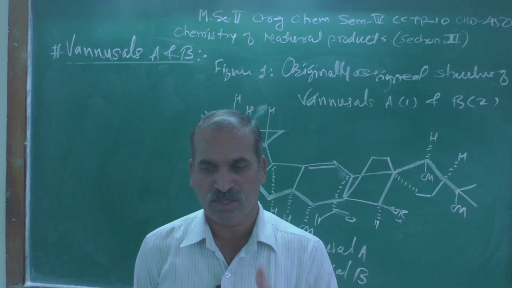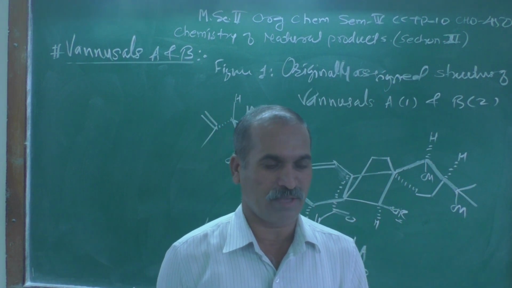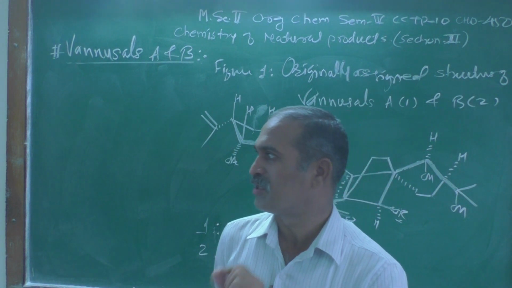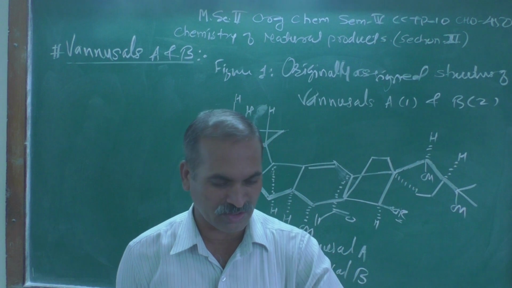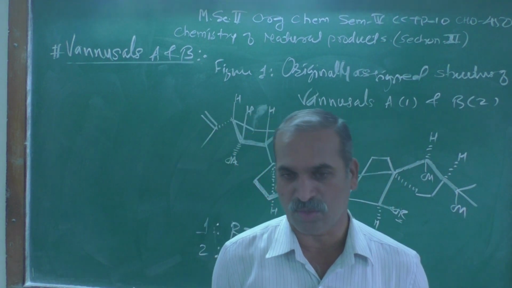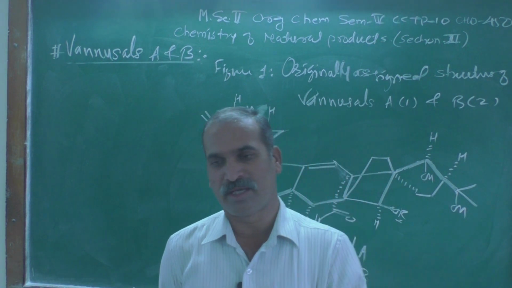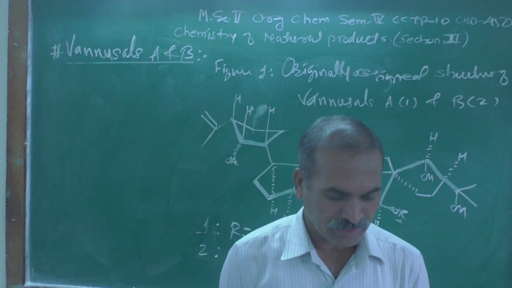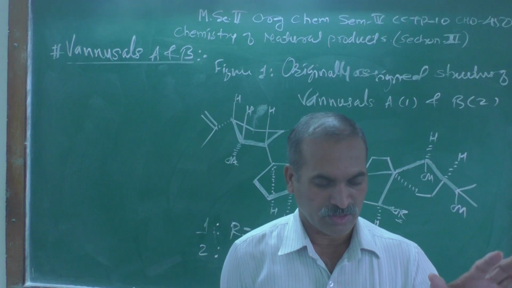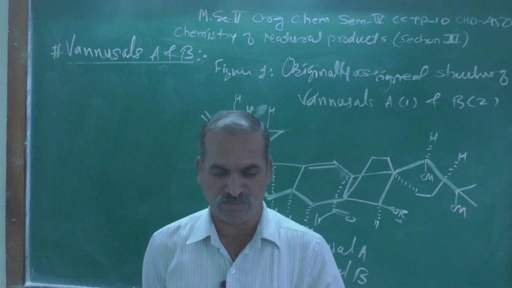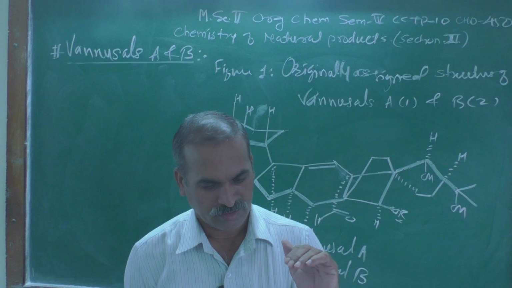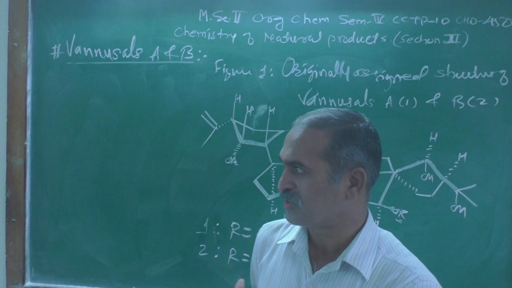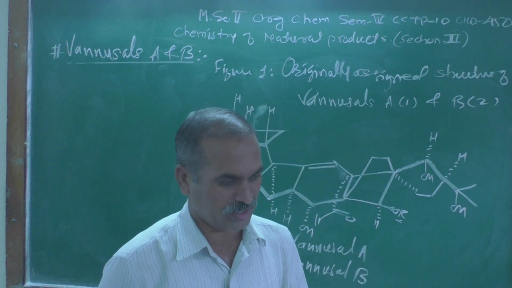The rest of both structures is the same; only the acetyl group is replaced by a hydrogen atom. If acetyl, you can call it Venustatriol A. If there is a hydrogen, you can call it Venustatriol B. This is the originally assigned structure which we already saw yesterday, only here it is a three-dimensional structure.